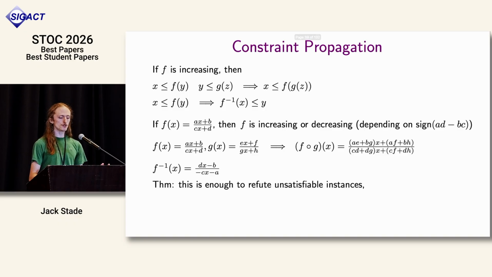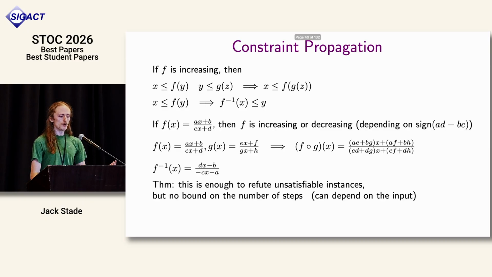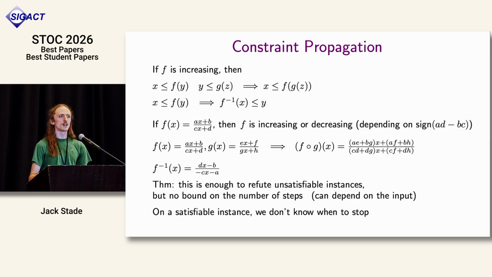And the result that I prove is that this is enough to refute an unsatisfiable instance of this constraint satisfaction problem. So if I have an unsatisfiable instance and I keep doing this, eventually I'll get a small number of constraints that are obviously unsatisfiable, for some definition of obviously. But the problem is that there's no bound on the number of steps that I need to do this. So this isn't going to be enough to create this circuit that I want because I can only prove unsatisfiability. I can't ever prove satisfiability. I would just keep going on forever and I don't know when to stop.